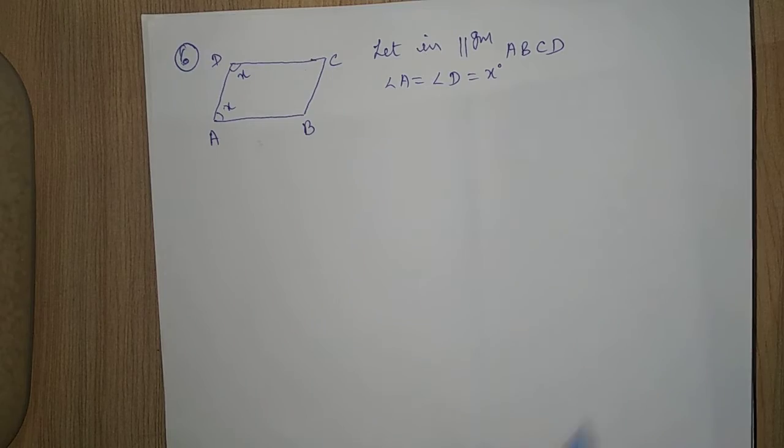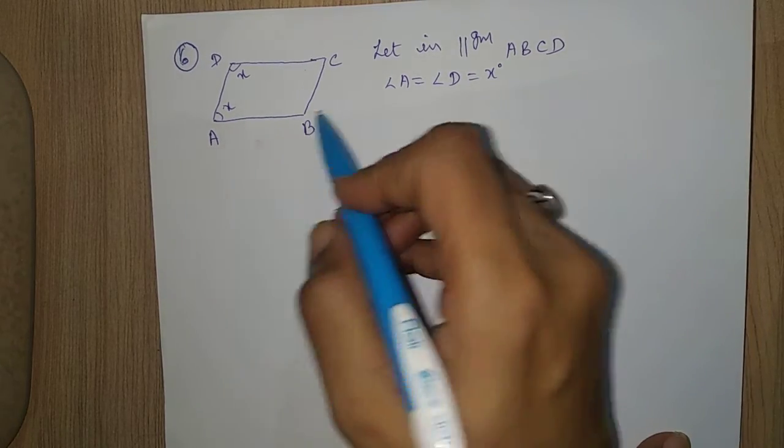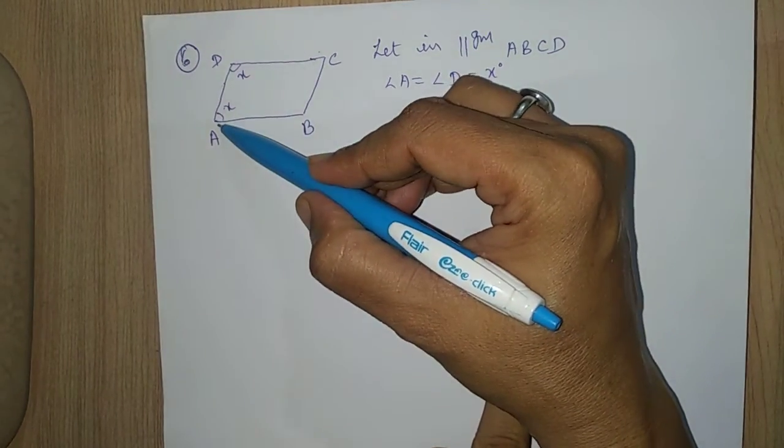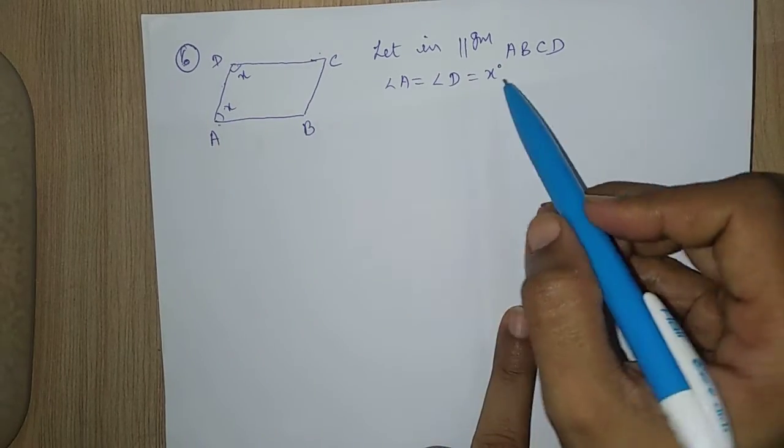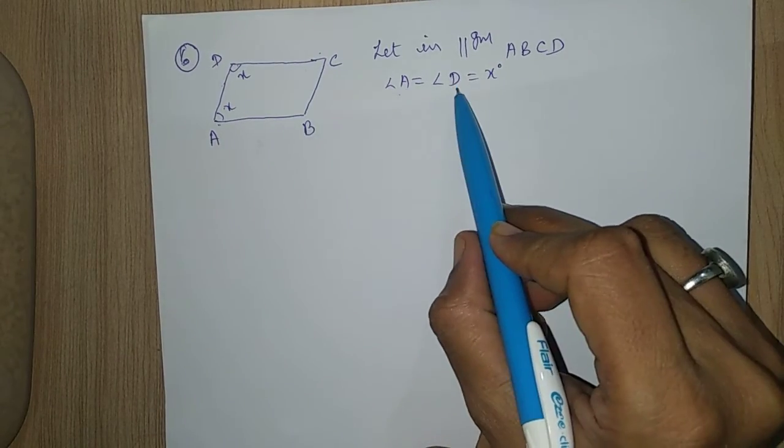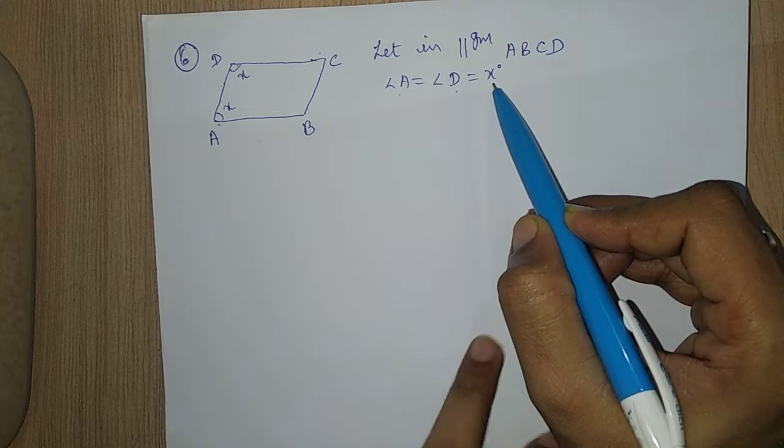Exercise 3.3. Question number 6. Two adjacent angles of a parallelogram have equal measure. Find the measure of each of the angles of the parallelogram. So let in parallelogram ABCD, adjacent angles A and D have equal measure. So angle A is equal to angle D is equal to x degree.